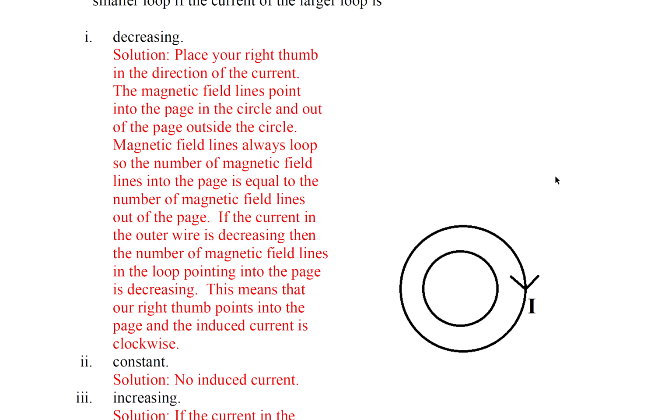Take out your right hand, put your thumb in the same direction as this current. You could see your fingers in your right hand go into the page inside the loop, and your fingers go out of the page when you're outside the loop. And the number of into the pages has to equal the number of out of the pages, because the magnetic field lines loop around.